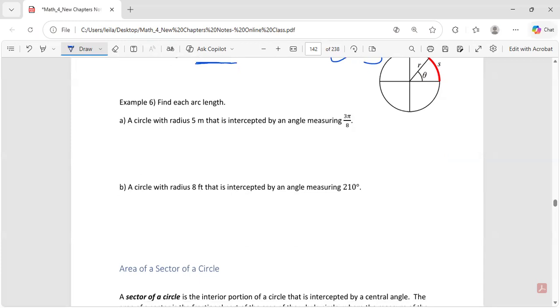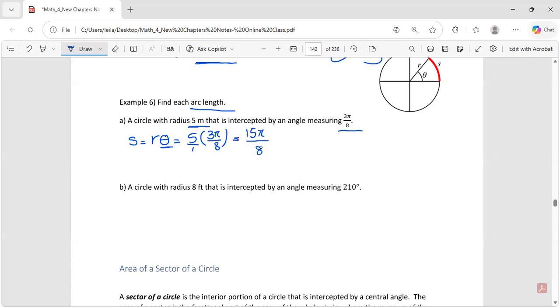First example, it says a circle with radius 5 meters is intercepted by an angle measuring 3 pi over 8. We want to find the arc length. We want to find the S. If you want to find the S, we need to know the R and the theta. R is the radius, which is 5. Theta is an angle in radian measurement, and it's 3 pi over 8. And if I multiply across, I will get 15 pi over 8.